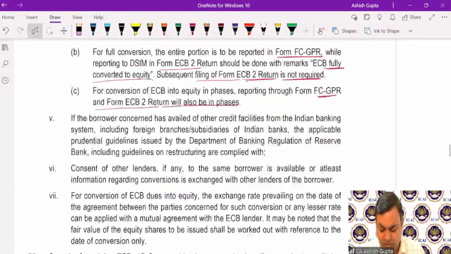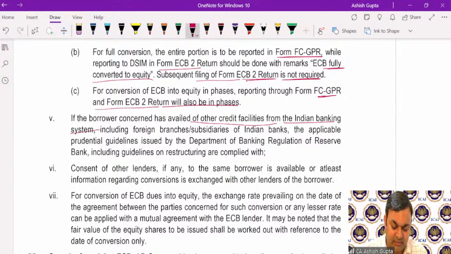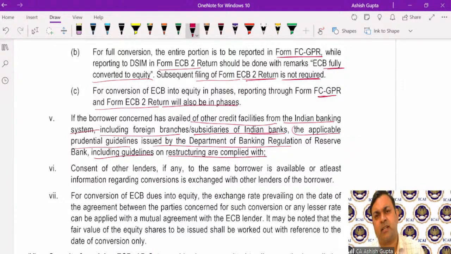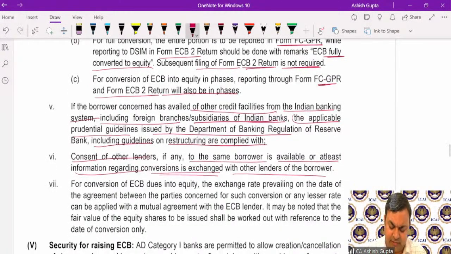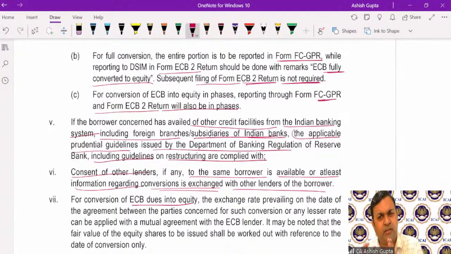If the borrower concerned has availed of other credit facilities from the Indian banking system, including foreign branches and subsidiaries of Indian banks, the applicable prudential guidelines issued by the Department of Banking Regulation of RBI, including guidelines on restructuring, are complied with. Consent of other lenders, if any, to the same borrower is available, and at least information regarding conversion is exchanged with other lenders of the borrower. So all these points deal with the conversion of ECB dues into equity.